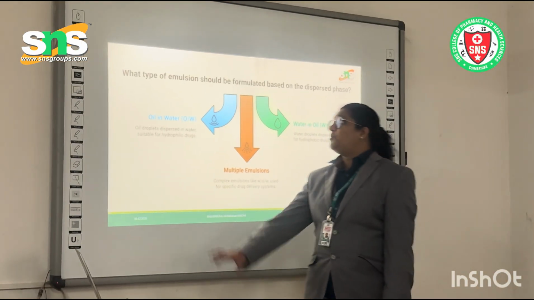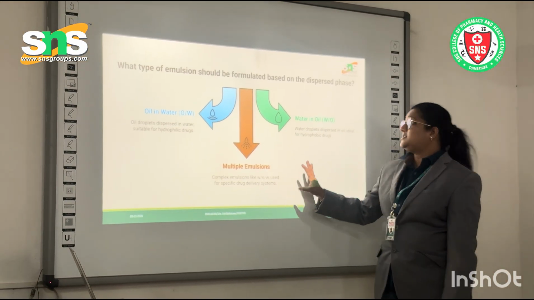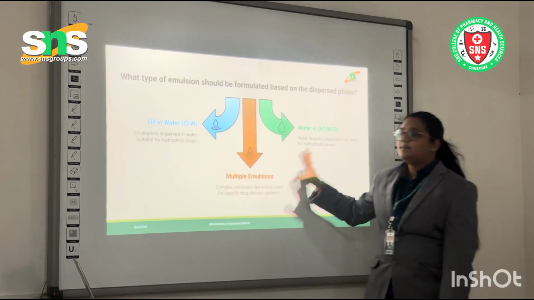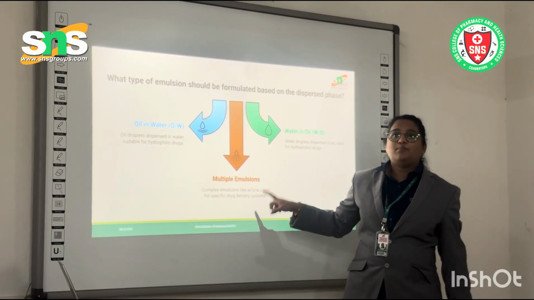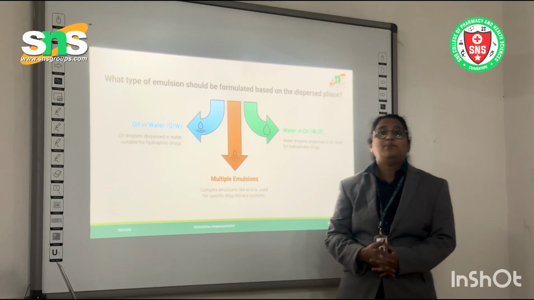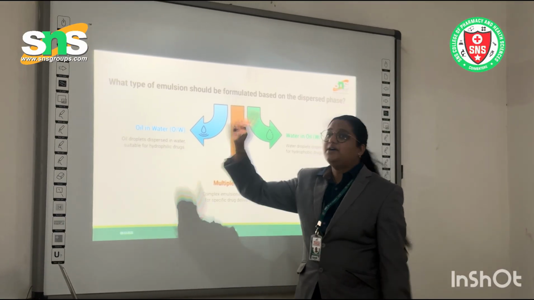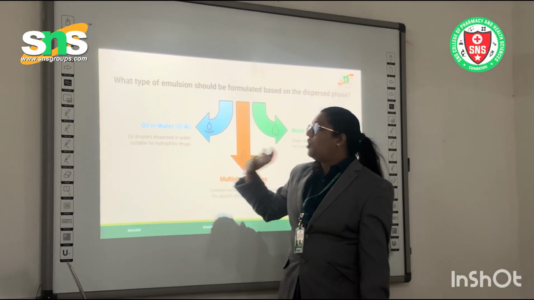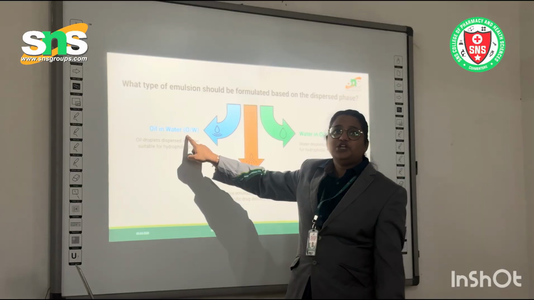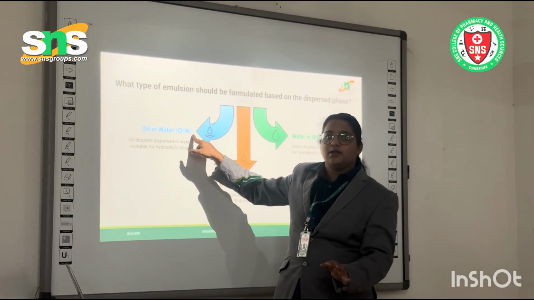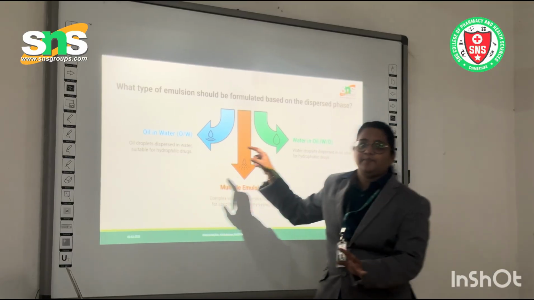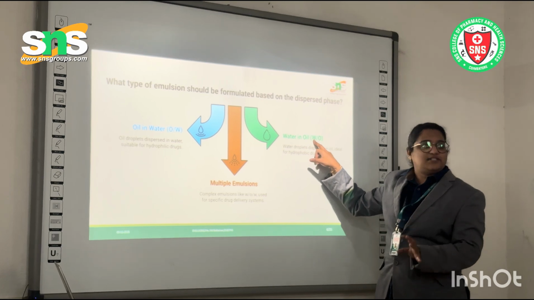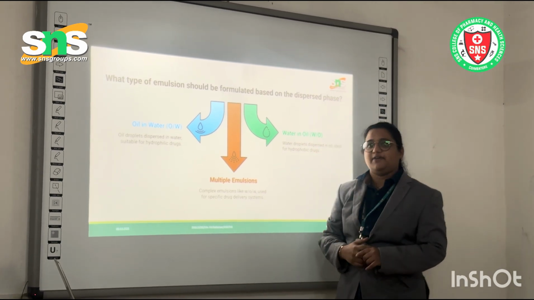And next, what type of emulsion should be formulated? Based on the dispersed phase, just now I told you. Basically we have 3 types of emulsions. I told you 2, but one more is multiple emulsion. First, oil in water emulsion: the continuous phase is water and the dispersed phase is oil. Coming to water in oil emulsion, water is the dispersed phase and oil is the continuous phase.